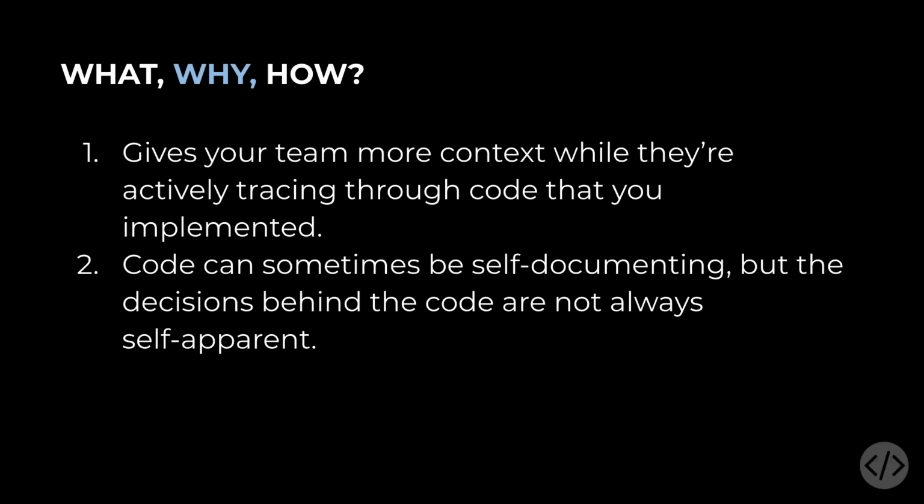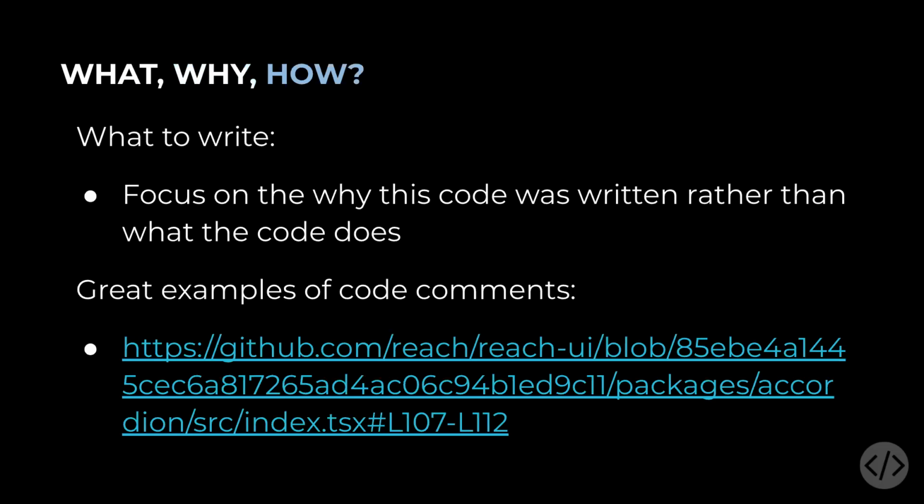Number two, code can sometimes be self-documenting, but the decisions behind the code are not always self-apparent. In software engineering, I'm coming to realize there's an infinite number of trade-offs. It might be great to write something this way, but then we open up a can of worms over in different files, or it might be easier to make a quick change and then it doesn't end up working out. So when you leave these comments in the code, it gives everyone a chance to understand why you made the decisions you made and what your thought process was behind it.